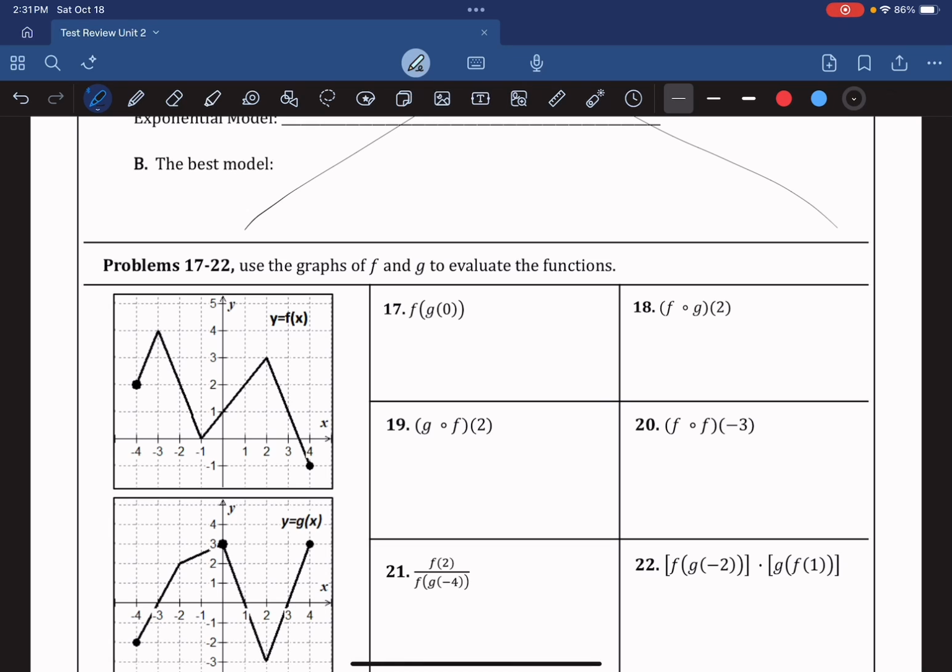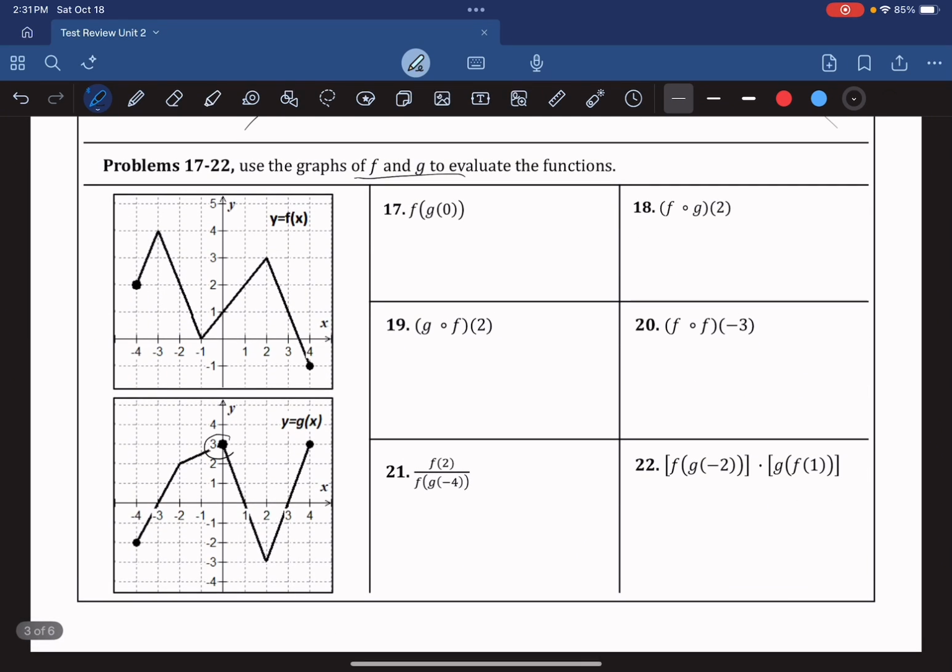Okay, so use the graphs of f and g to evaluate the following functions. So f of g of 0. So g of 0 here is 3, right? And now you take that value and plug it in here, which is 1. This is just really straightforward. And f of g of 2 is just another way of writing f of g of 2, right? So g of 2 is negative 3. Yeah, and f of negative 3 here is 4. So this would just equal 4, right?